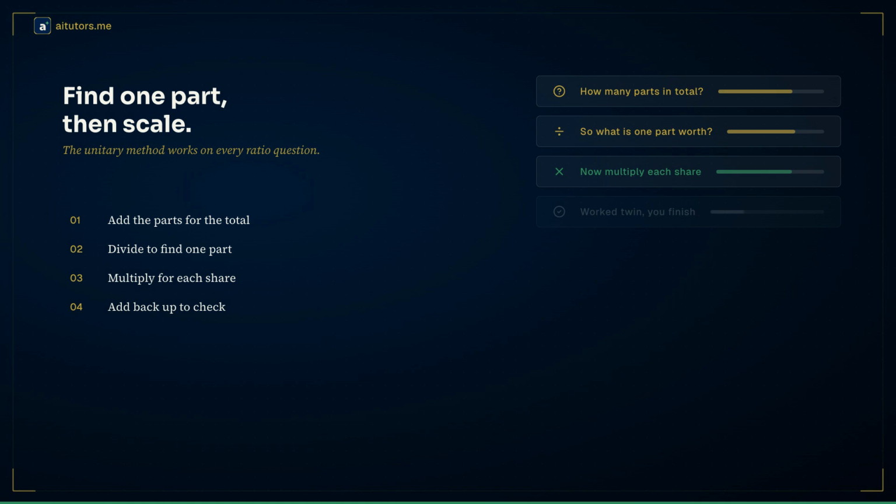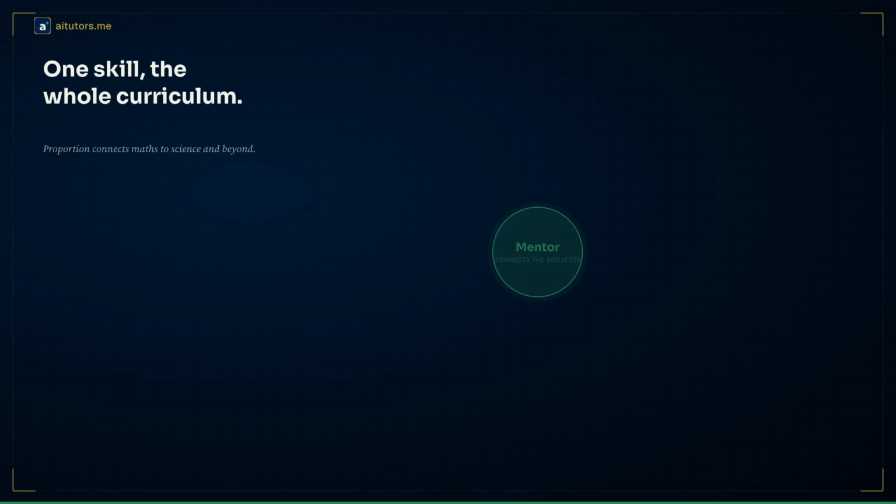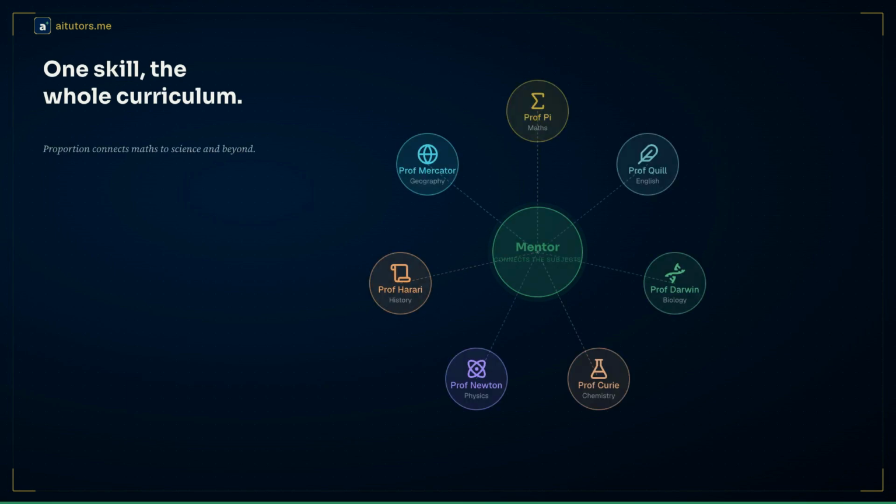Professor Pi never just gives that final number. He climbs a hint ladder instead, so your child does the last step themselves. And ratio is not just a maths trick. Mentor sits at the center of the whole faculty, so the same skill shows up wherever it belongs. Scaling a recipe in cooking, mixing a solution in chemistry, reading a map scale in geography. One idea taught once, then connected across every subject, so your child sees why it matters far beyond the worksheet.